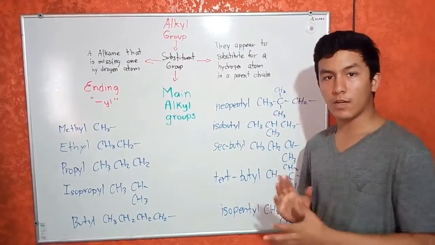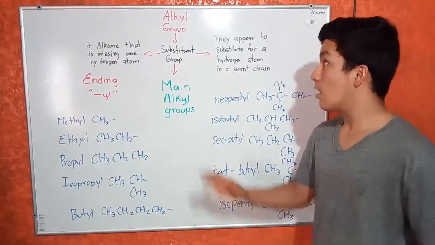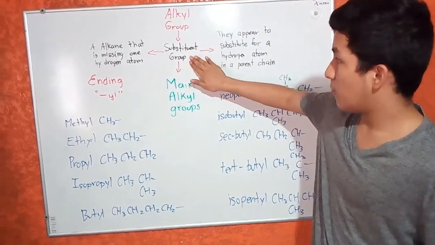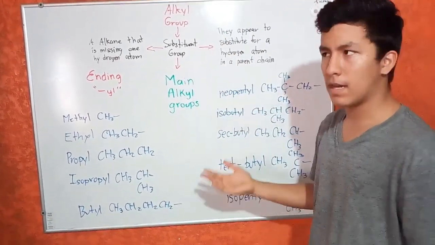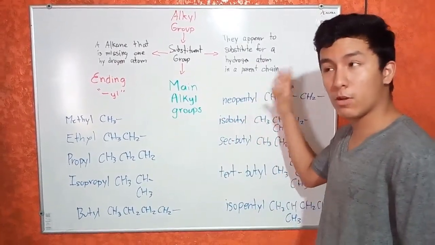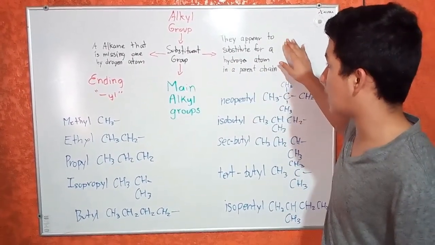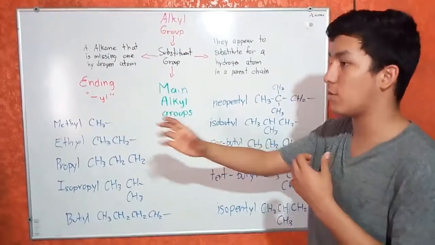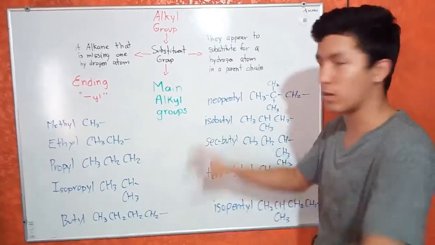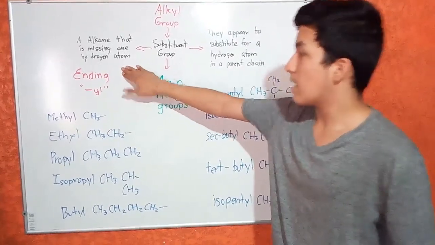Well, before starting to name the different compounds that include the alkanes, alkenes, and alkynes, you must understand what an alkyl group is, also known as a substituent group. The definition of each one is similar, but they change a little in the structure. A substituent appears to substitute for a hydrogen atom in a parent chain or main chain in which the double bond or triple bond appears, or maybe just in the alkane that is the largest one. And an alkyl group is an alkane that is missing one hydrogen atom.